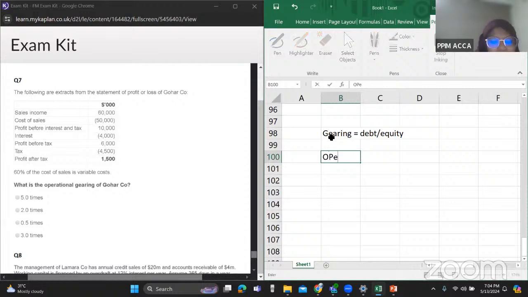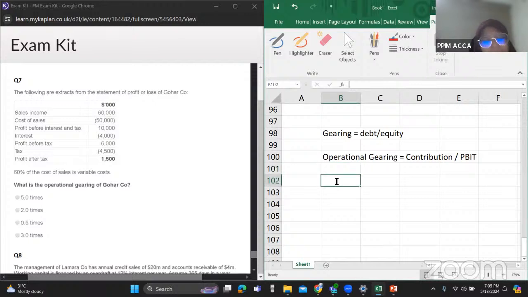Okay, so operational gearing, there is another equation, and that is your contribution divided by your profit before interest and tax. Okay, so if you look at this question, we can kind of find out contribution. It's not given directly. PBIT is given, profit before interest and tax, very clearly given there, 10,000. Okay. So contribution, you should remember this. Contribution equals selling price minus variable cost. That is only contribution.